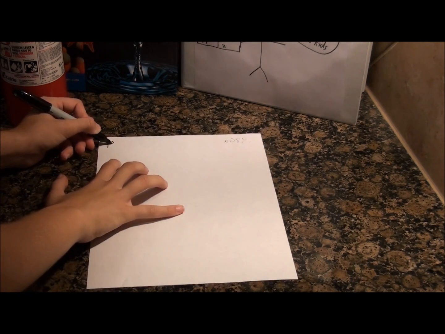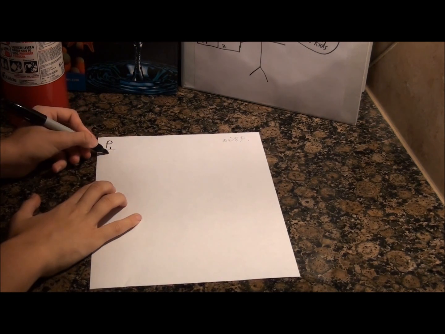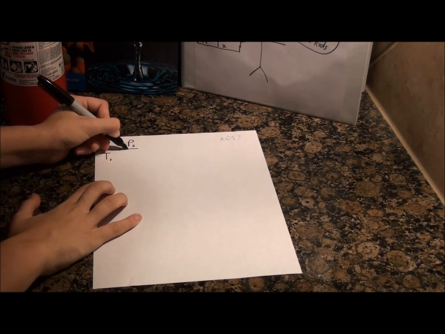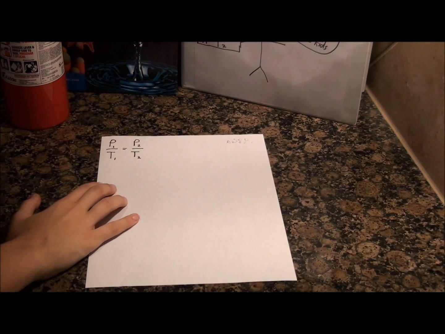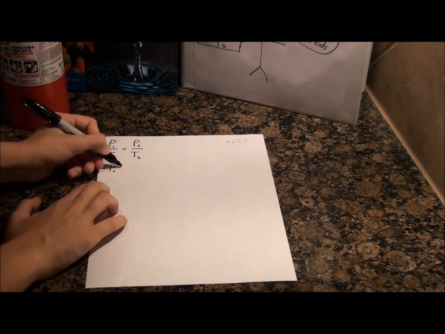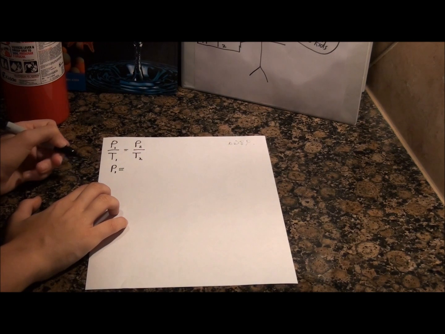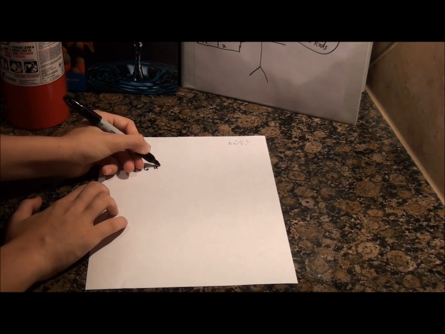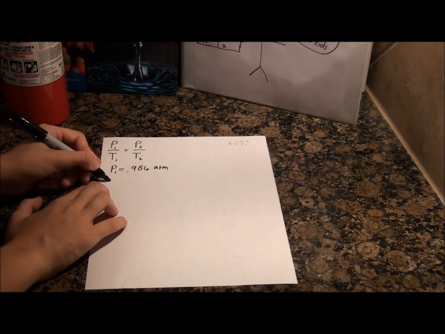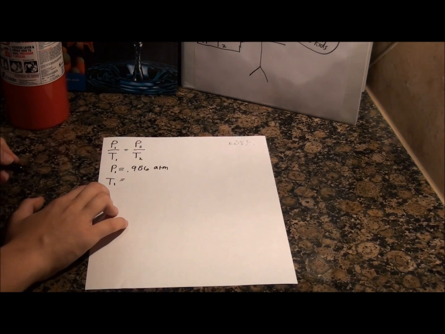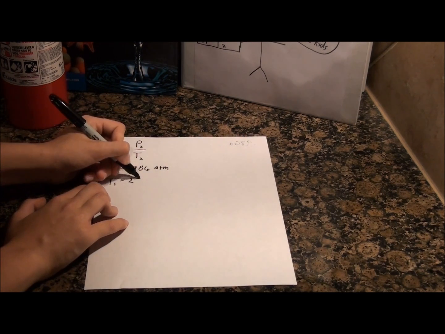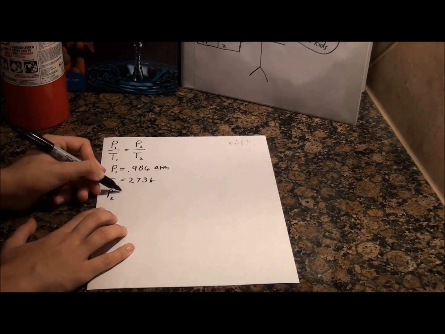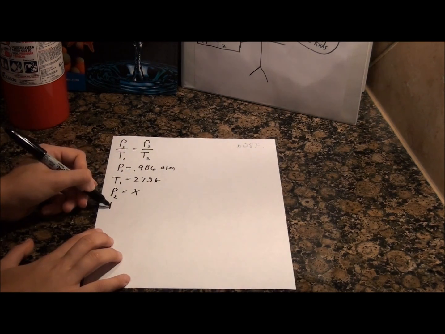P1 over T1 is equal to P2 over T2. P1 is equal to 0.986 atmosphere. And T1 is equal to 273 Kelvin. P2 is the variable, and T2 is 373 Kelvin.